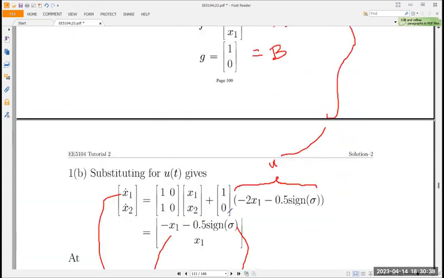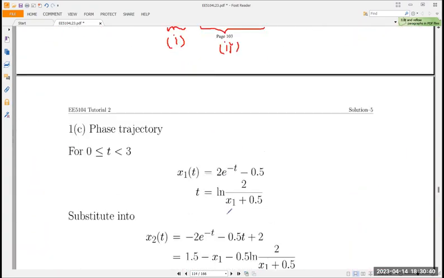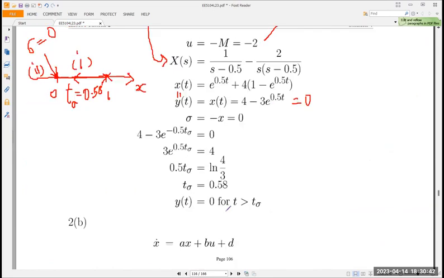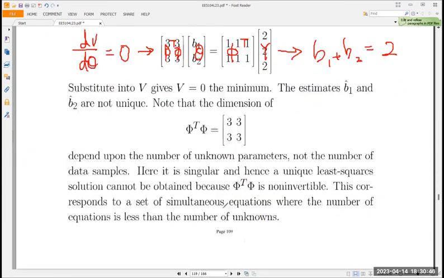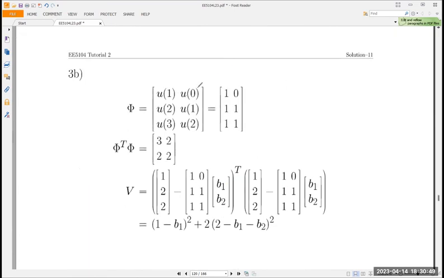If you do that, you will get 3b. All right, your Φ is this. Your y is this. This is your Φ. This is your θ. This is your y. This is your Φ. This is your θ. If you work it out, you will get this.